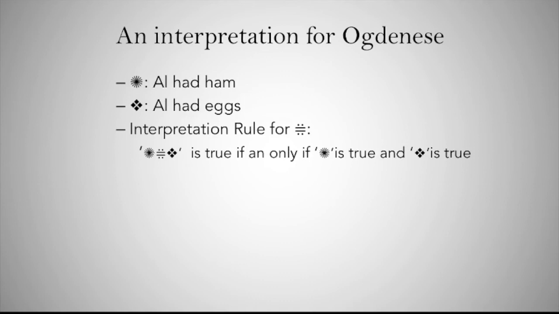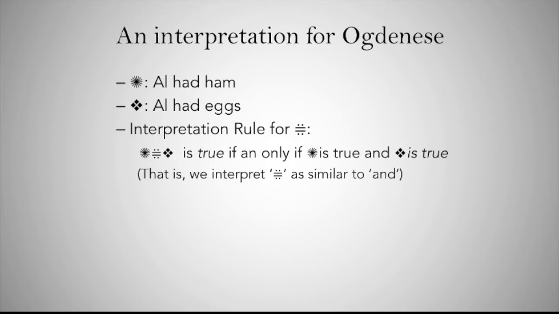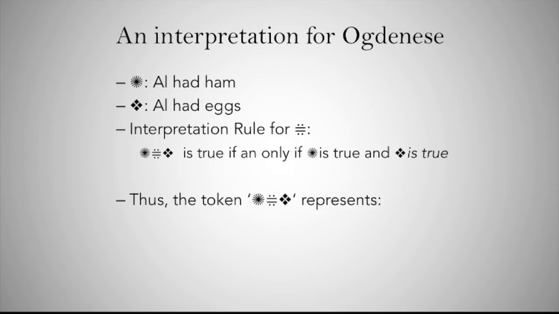And then an interpretation rule for our concatenation symbol or conjunction symbol, which is that that sentence is true if and only if the leftmost symbol is true and the rightmost symbol is true. So that little symbol would be the equivalent of and, would be a conjunction. So it's true if and only if the leftmost and the rightmost symbol are both true. All right. So what does that token represent? Well, basically it represents Al had ham and Al had eggs.